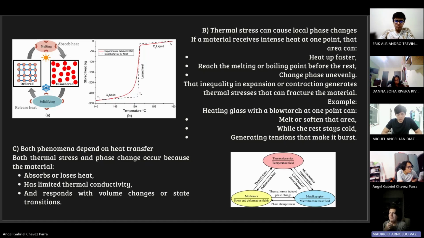In both phenomena, the heat transfer and the thermal stress, the changes occur because the material absorbs the heat and has limited thermal conductivity, in response with volume change and the state of the tensions.